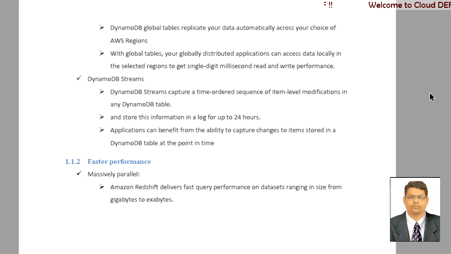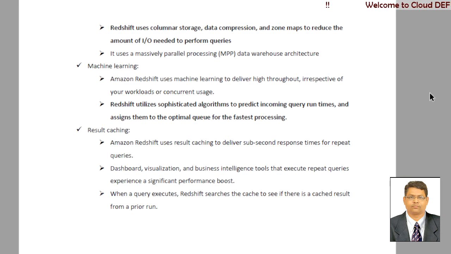Result caching. Amazon Redshift uses result caching to deliver sub-second response times for repeat queries. Dashboard, visualization, and business intelligence tools that execute repeat queries experience a significant performance boost. When a query executes, Redshift searches the cache to see if there is a cached result from a prior run.